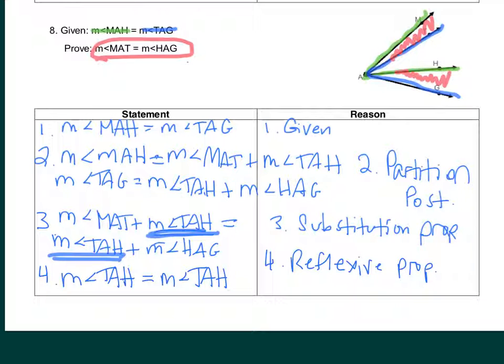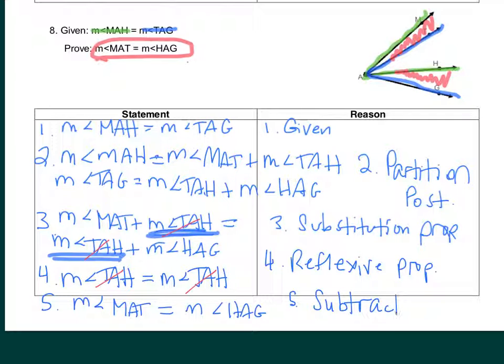So now we can subtract on the left side this one, on the right side that one. In step 5, I'm left with the measure of angle MAT will equal the measure of angle HAG. And do you recall what we just did? We used the subtraction property. Look at all these properties that we keep using over and over. There you go, 5 steps. And yes, we have some more. So take a break and then come back.